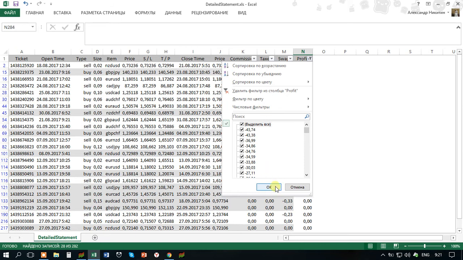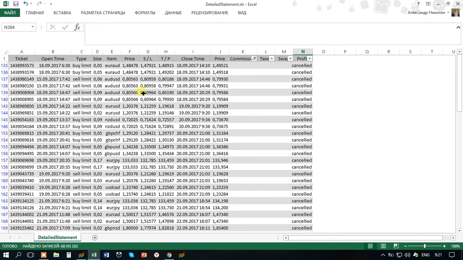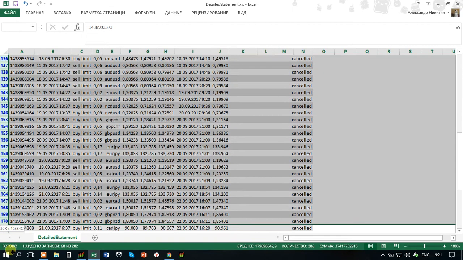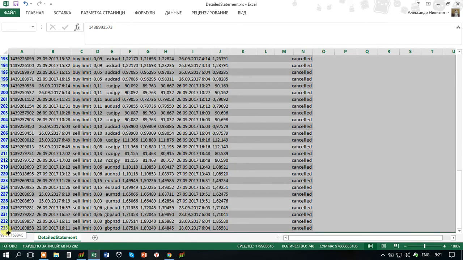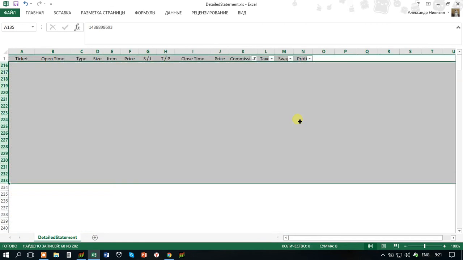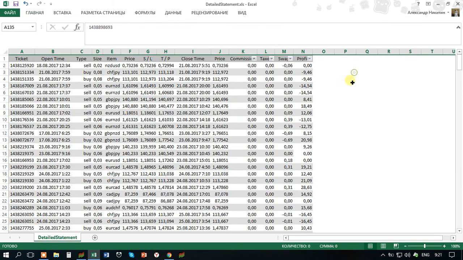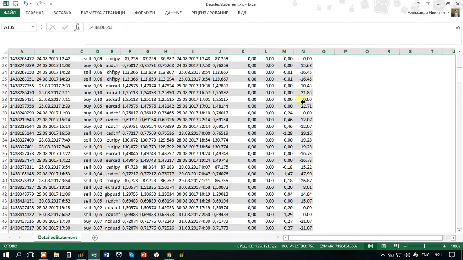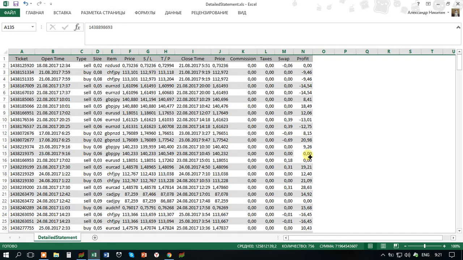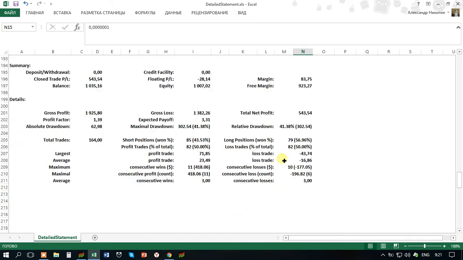Okay, so what else? I probably don't need cancelled trades. They shouldn't be calculated. Come on. Okay, so I'll just delete them as well. Now we should undo the filter. And we only have the trades that were not cancelled, and those that were negative now turned into those slightly positive. Now let's go to calculate this performance.